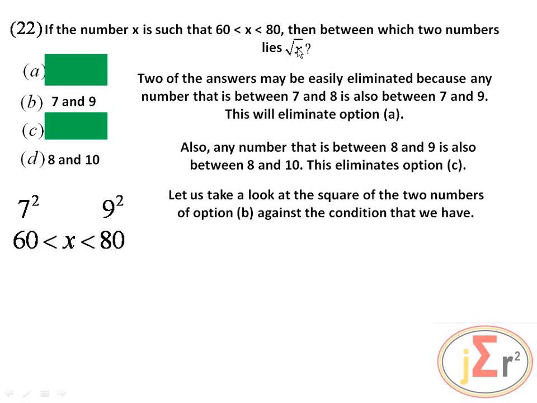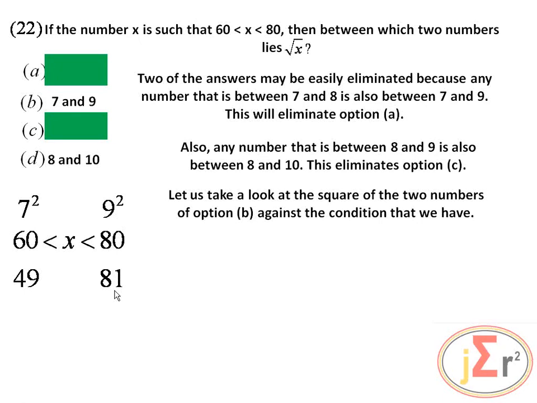So if the square root of x lies between, say, 7 and 9, then x will lie between the square of these two numbers. Okay? So we are talking about the square root of x lying between 7 and 9. So to find the two numbers that x will lie between, we will have to find the square of those two numbers. So we square 7 and we square 9, and we are measuring that against the condition that we have right here. We are repeating that condition right here also. So square 7 we get 49, square 9 we get 81.